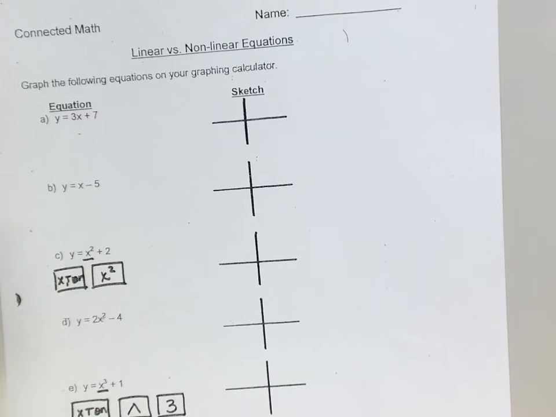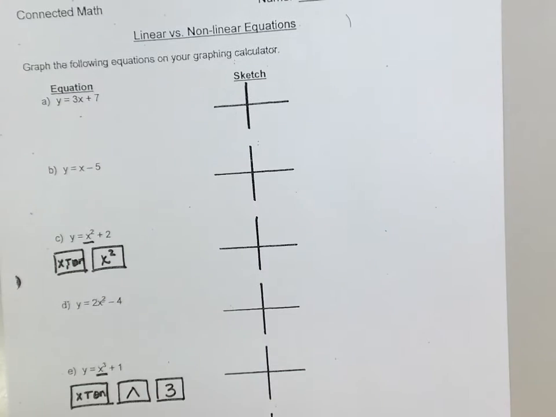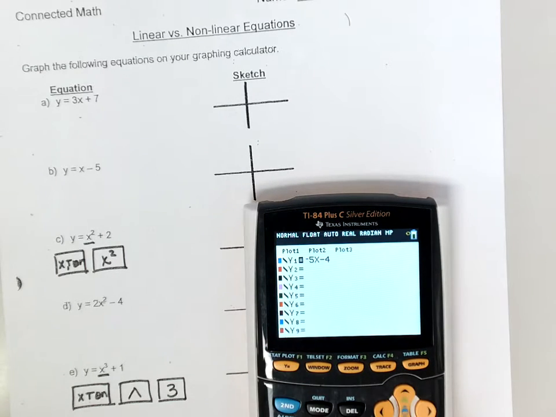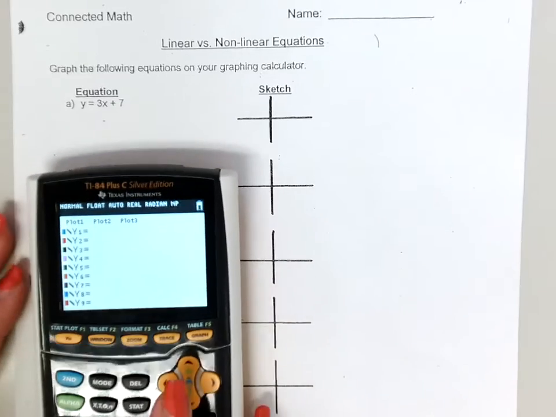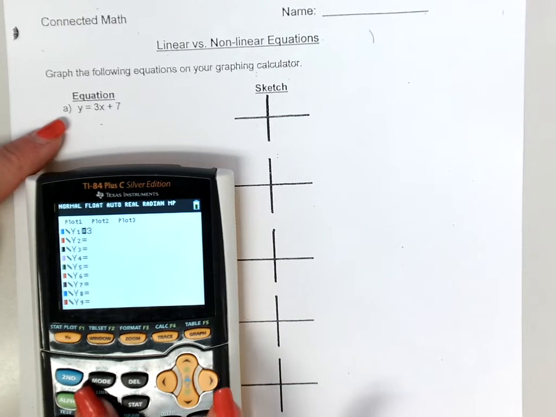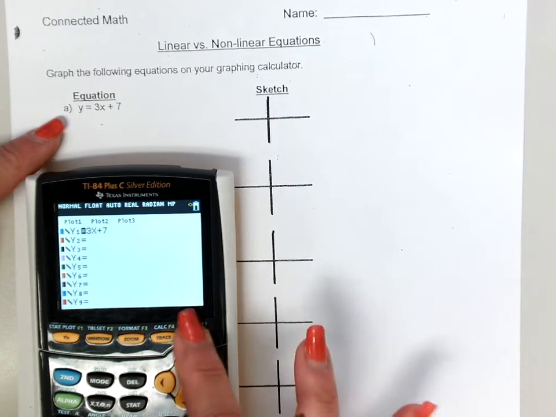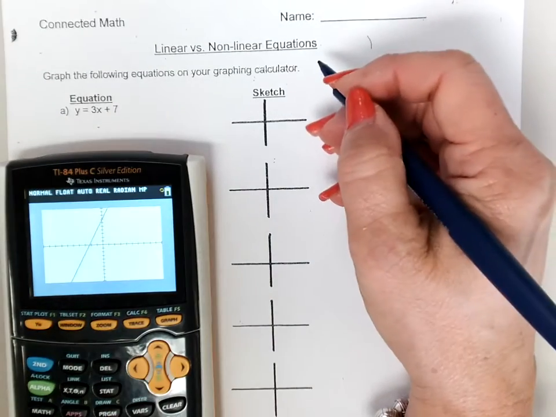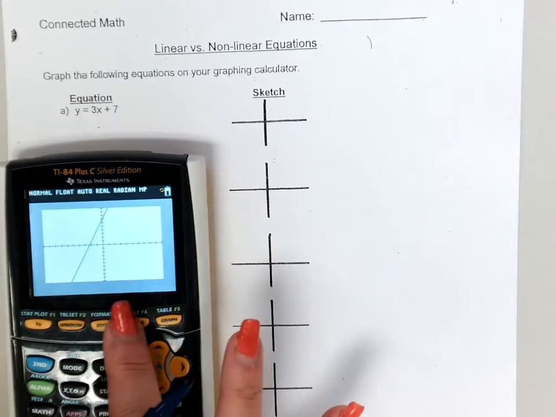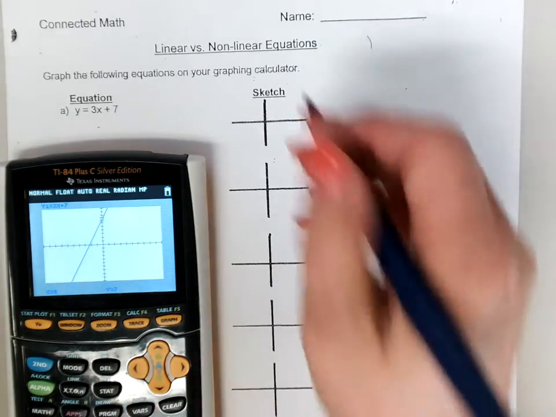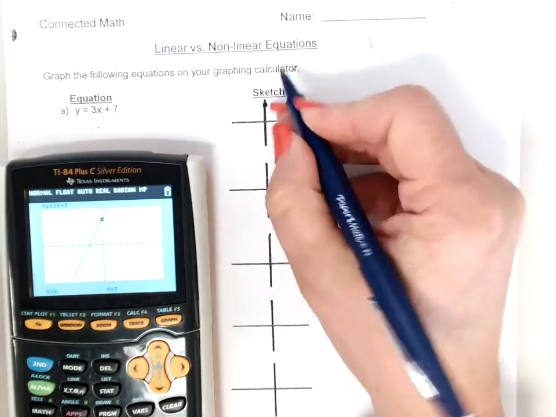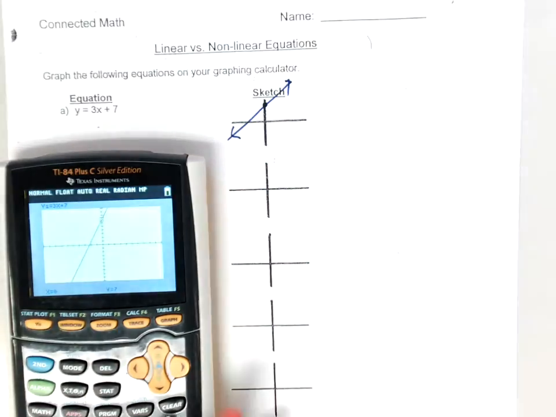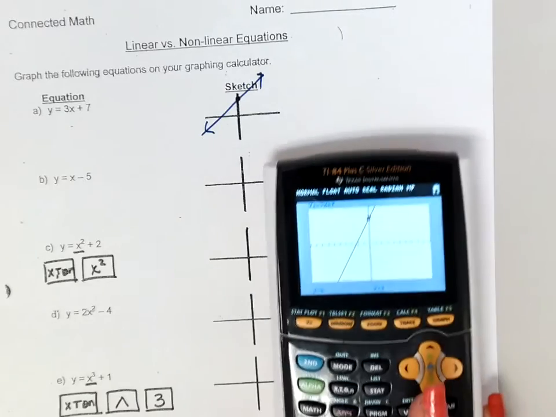All right, we're just going to type in some equations just to see what they look like. Second quit, go to the y equals, hit clear. So we're going to type in 3x plus 7 and graph it. We're just going to sketch it. All right, so if I hit trace, it's at 0, 7, so it's up here somewhere, way up here. And we're just going to sketch the graph. It is a straight line, okay?